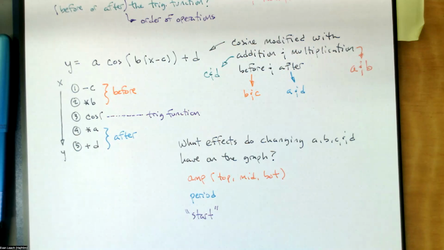You can start by looking at the cosine and doing some experimenting on the cosine, and then go back and experiment on the sine. But I want to know what these four constants change. What changes can we make in our graph? Things you want to look for are the amplitude, where the top, middle, and bottom are, the horizontal stuff, the period, and where does the graph start? What happens to the start point? Normally, cosine starts at the top when x is 0. Sine starts at the middle going up when x is 0.